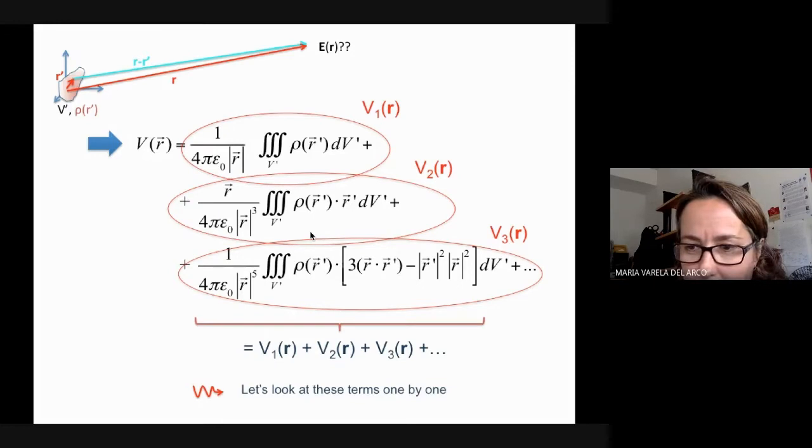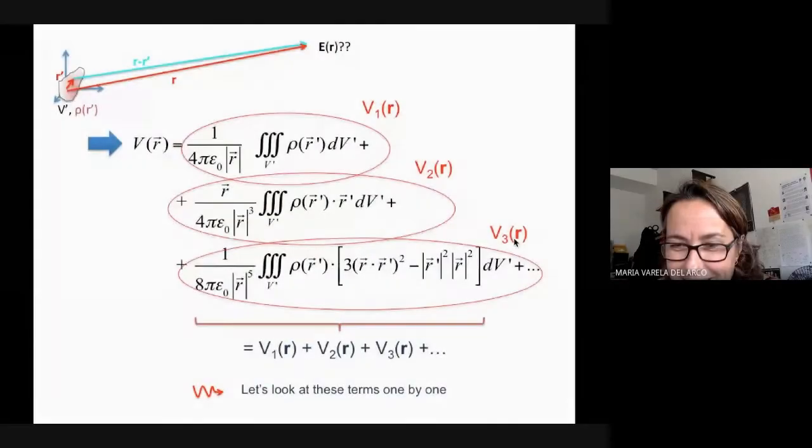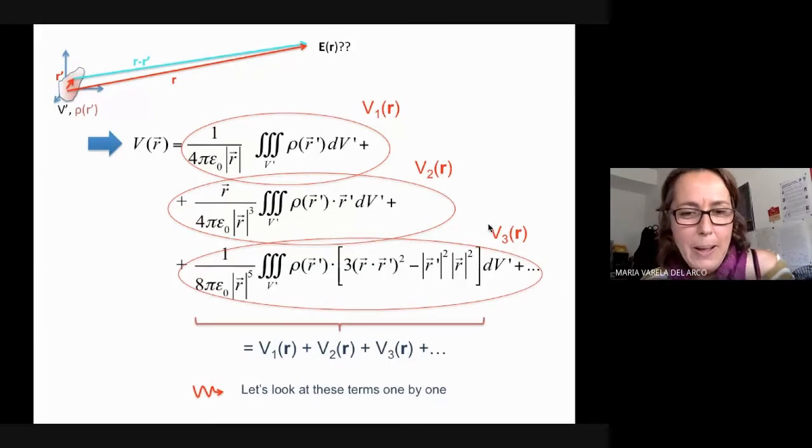Carlos says there is a 2 missing in the quadrupolar, and since Carlos is asking, I'm going to fix it. Yes, so like I said, thank you very much, Álvaro.